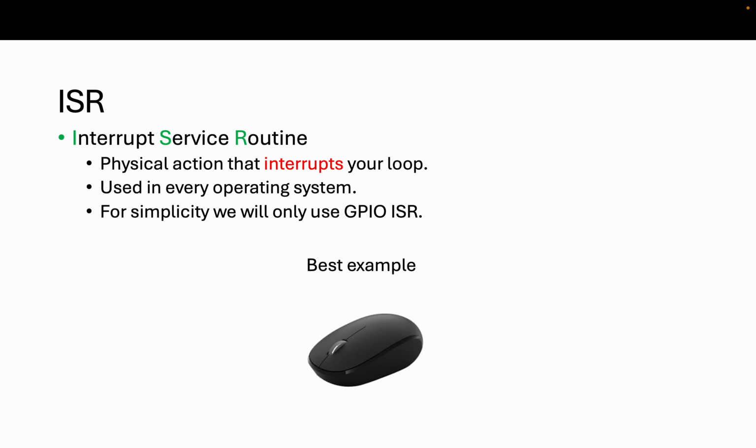The best example that I have for an interrupt service routine is the mouse. Have you ever used your computer so much that it freezes? And then if you notice, nothing is running anymore, but the only thing that works is the mouse. When you move your keypad or your mouse around, even though your computer gets frozen, the mouse still works. And that's because it has an interrupt.